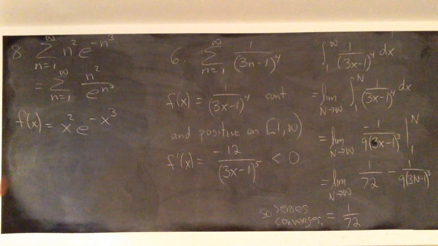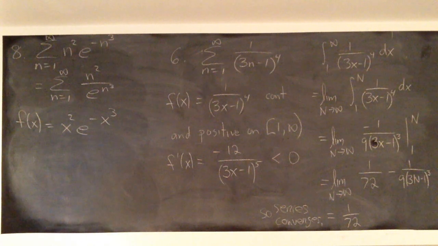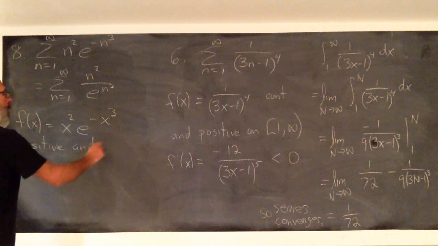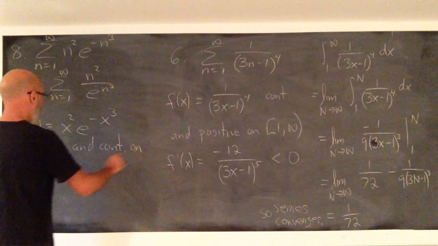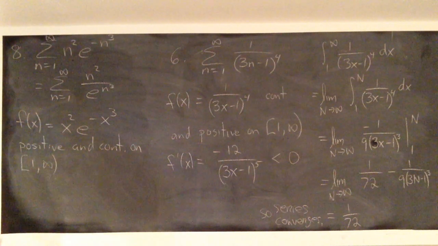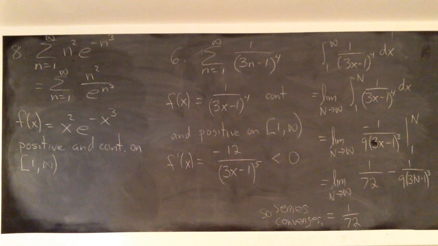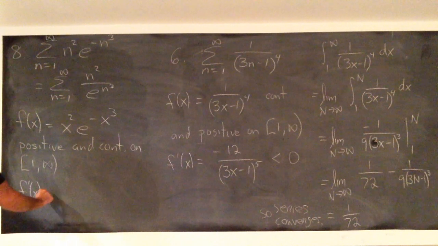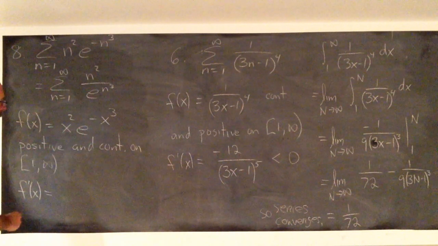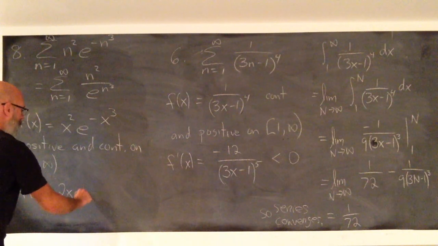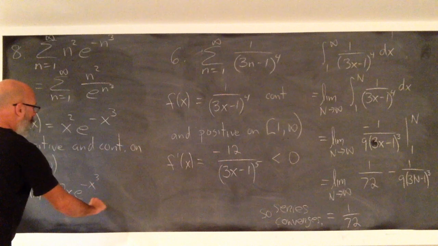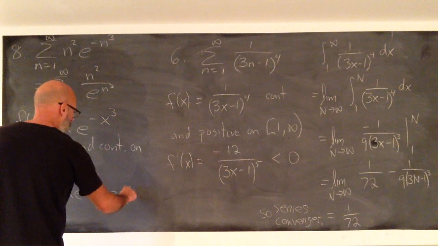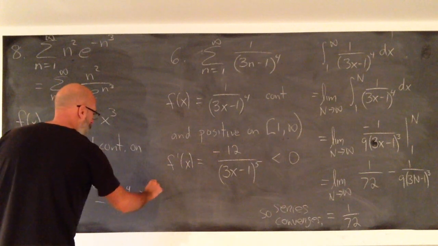The exponential is always positive. X squared is always positive, so this is easily seen to be positive and continuous on the interval 1 to infinity. What about decreasing? If you take the derivative, what is the derivative? This is a product, so the product rule applies. 2x e to the minus x cubed minus 3x to the 4 e to the minus x cubed.